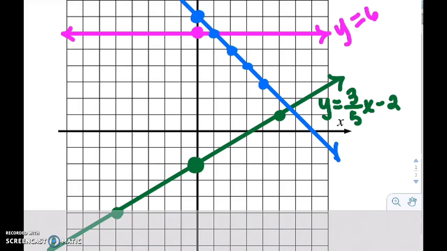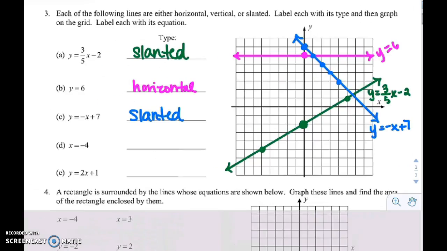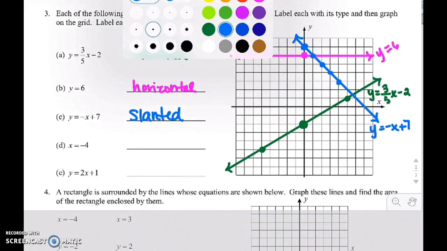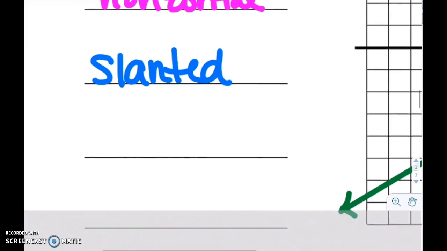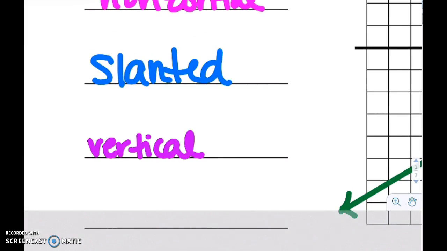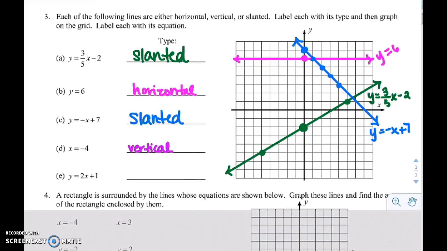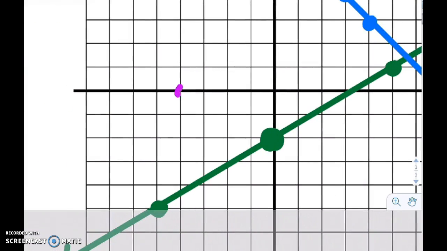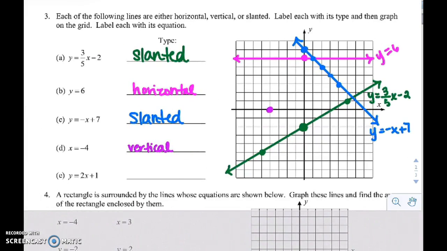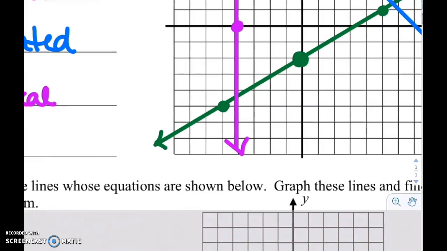Draw your line. Label it. Y equals negative x plus 7. X equals negative 4. We know that x equals our vertical lines. So go to the x-axis and put a point at negative 4 and draw a vertical line through that point. And label it x equals negative 4.